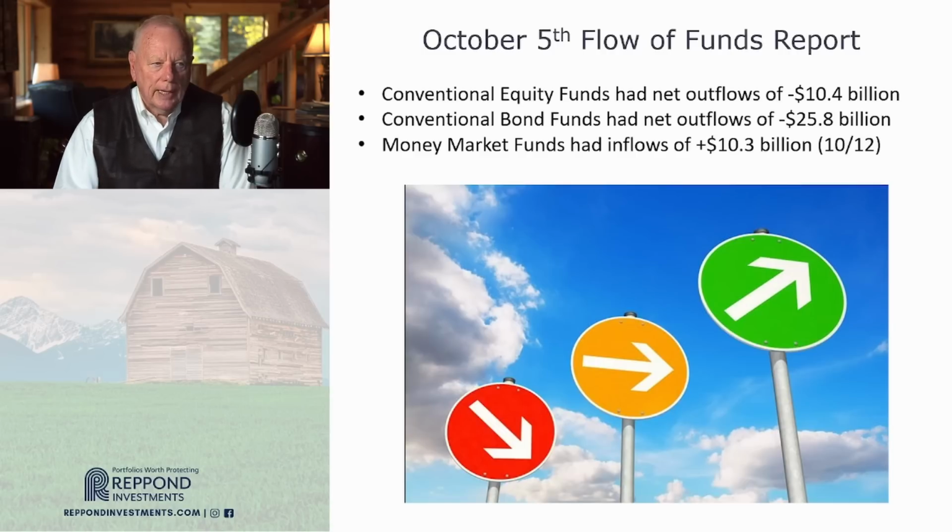The conventional equity funds had an outflow of over $10 billion. Conventional bond funds, no surprise, had an outflow of $25 billion, and money market funds had inflows of $10 billion. And the money market number is a more updated number.